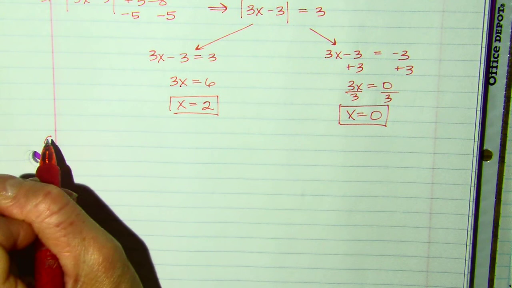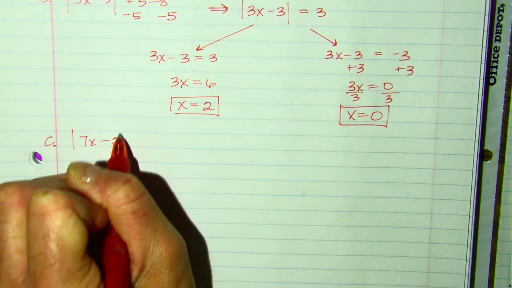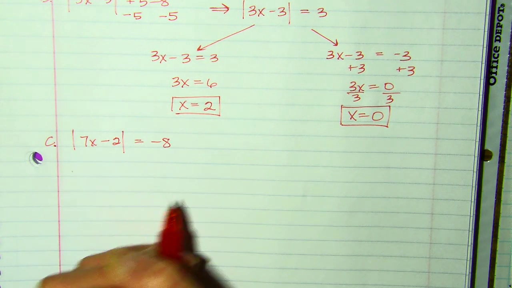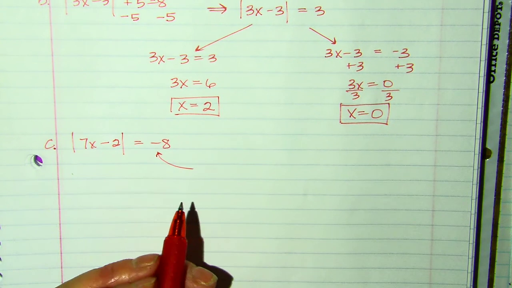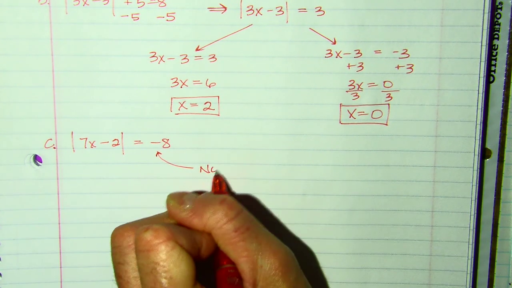Next one. The absolute value of 7x minus 2 equals negative 8. You cannot have the distance of a value equal a negative number, so there is no solution.